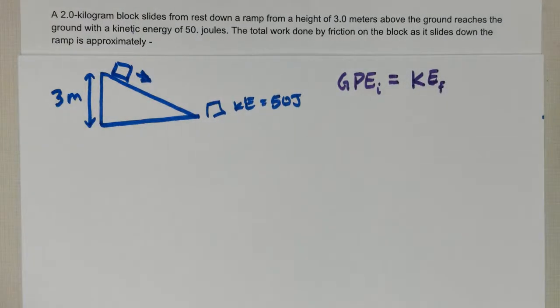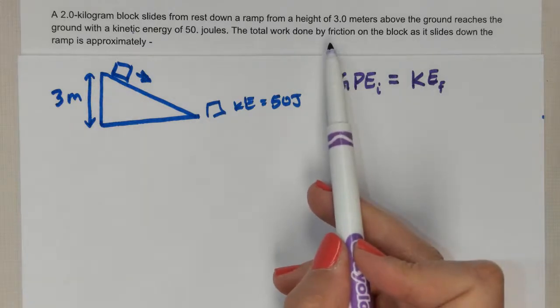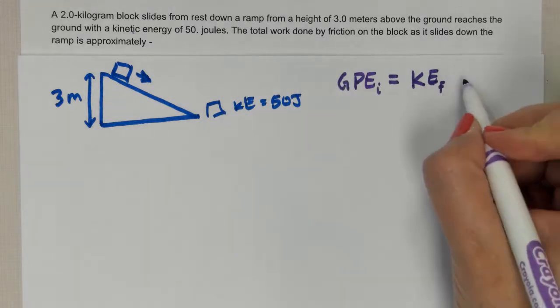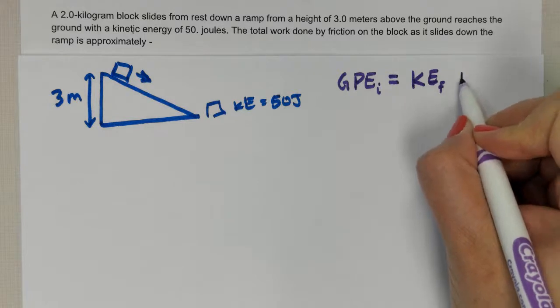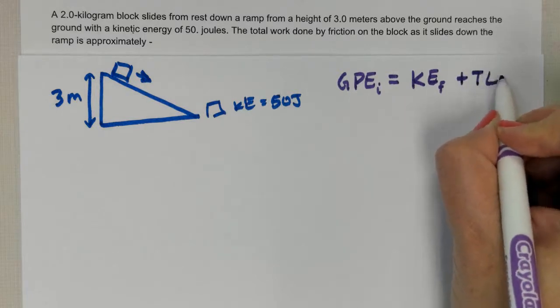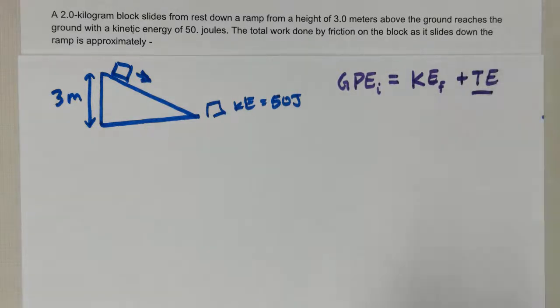But this is not your entire equation because the question also implies that there's friction. It wants to know the work done by friction. Doesn't mean there has to be friction. It could turn out that there is none, but we do want to include it here. Again, if there's friction, I'm writing TE.